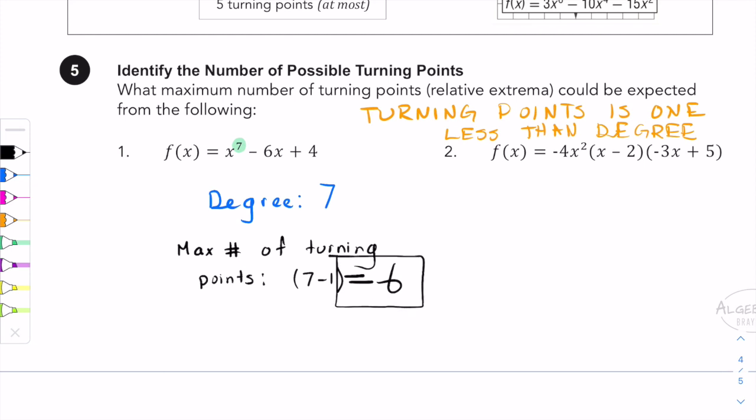And that's your answer. So the maximum number of turning points for number 1 is 6, one less than the degree.